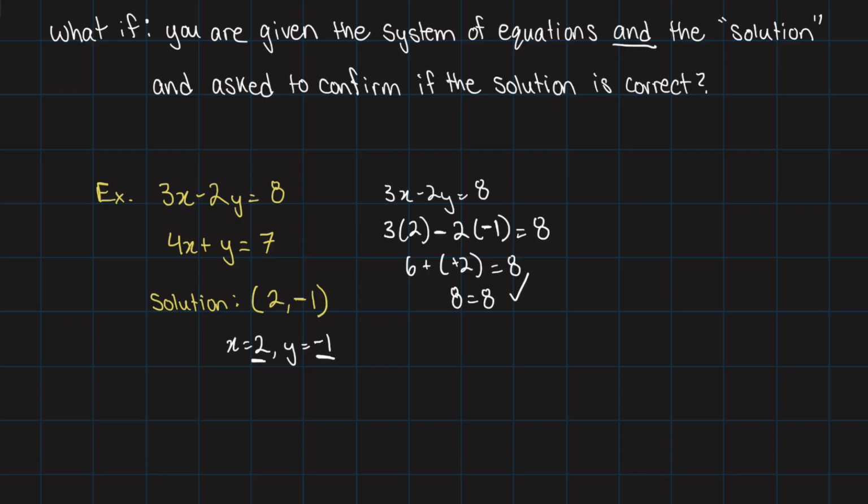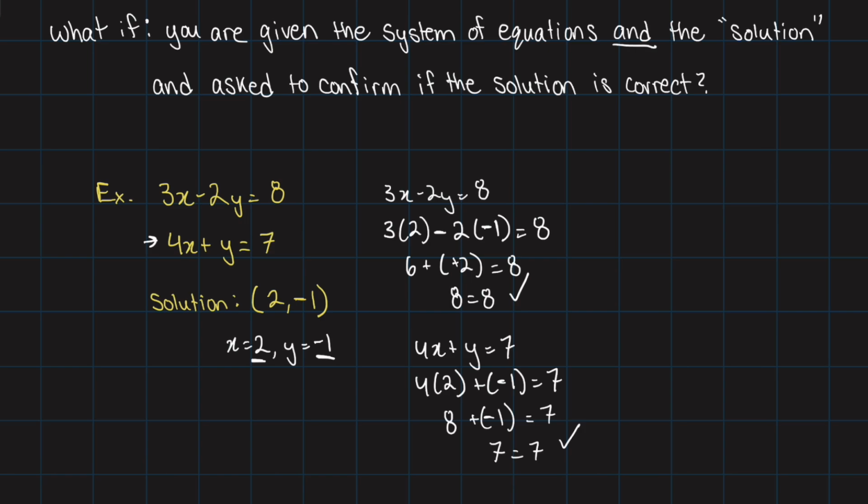But we're not done yet. We have to confirm it with the other equation as well. So we have 4x plus y equals 7. We again put in 2 for x and negative 1 for y. And 4 times 2 is 8 plus negative 1, which does equal 7. So this is also correct, and that means this solution is correct. Alright, but I'm going to show you an example when it isn't the correct solution.